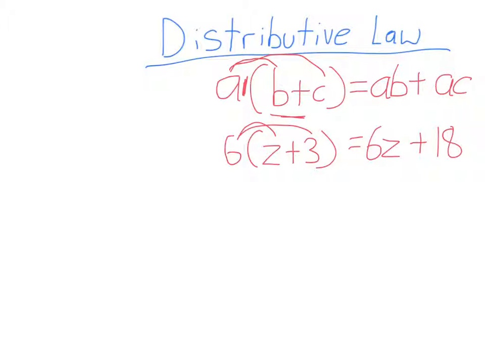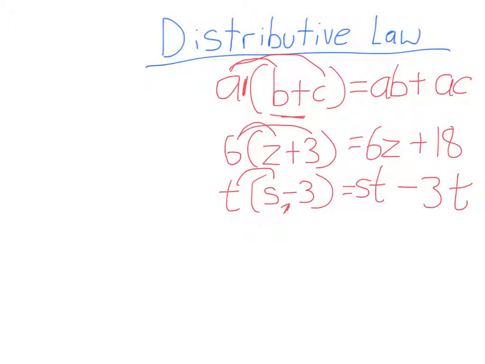Okay? Let's say we had something like T outside of S minus 3, okay? Same thing, so T and S, we multiply them together, we get ST. Then, because there's a minus sign in the middle of the brackets, I'm going to put a minus sign here, okay? So we put the same sign as was in the brackets, so ST minus, and then T times 3 is just 3T. Okay, nice and easy, isn't it?